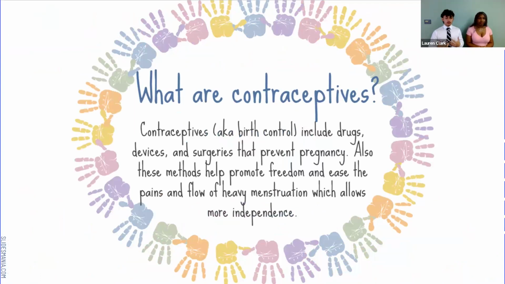Specifically, they are also known as birth control, but they include drugs, surgeries, and devices that are used to prevent pregnancy. Aside from preventing pregnancy, these methods also help promote freedom and ease the pains of heavy flows of menstruation, which would allow for more independence.